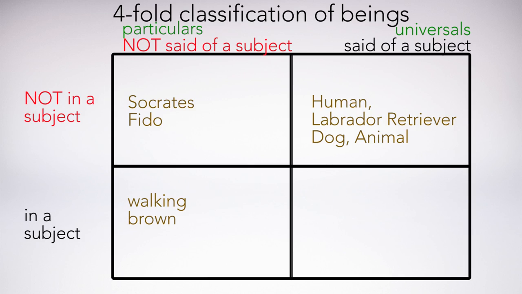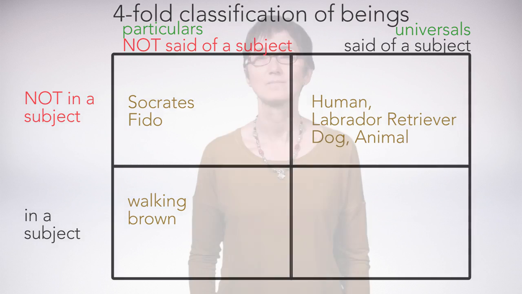Recall Aristotle's definition of being in a subject, or, as we've been calling it, inherence. What belongs to something, not as a part, and cannot exist separately from what it is in. We saw how this is the relation in which walking stands to Socrates. Walking is an activity of Socrates. It is the sort of thing that cannot exist without being the activity of something. This is also the relation in which brown stands to Fido. Supposing Fido is one of those beautiful chocolate brown Labrador retrievers. So walking and brown are inherent items, while Socrates and Fido are not.